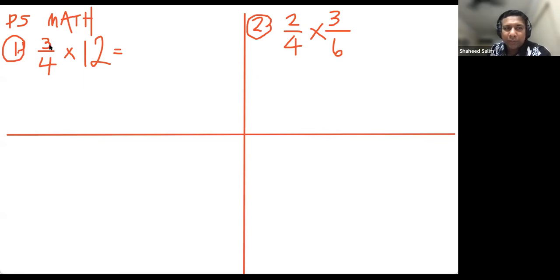You try the next one. Now, next one, don't get scared. This one, you know what to put under the 12, just put 1. 12 whole is same as 12 over 1. Okay, good. You try. Don't be afraid of that.